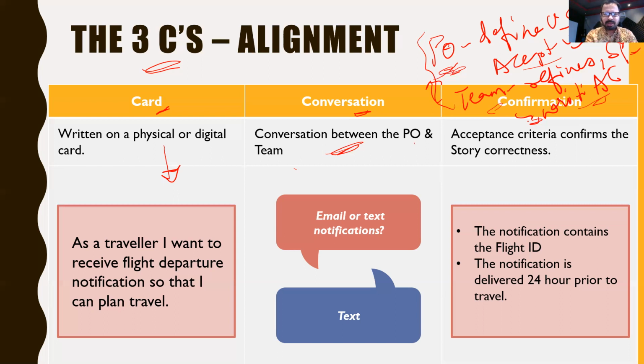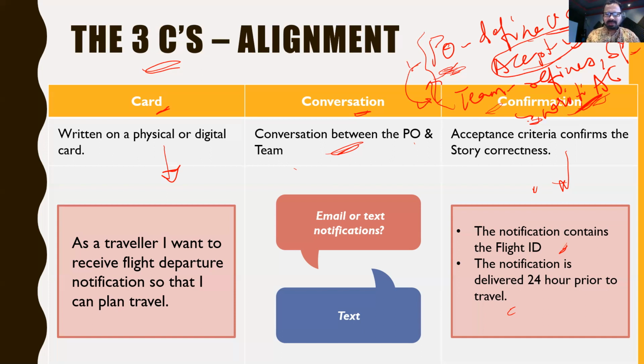Text is fine. Okay, now the story acceptance criteria. So here the notification contains the flight ID. The notification is delivered 24 hours prior to travel. Some kind of acceptance criteria is written here. And the product owner says, oh yeah, you got that right. If you send me all this information in a text to my cell phone or to my WhatsApp, that is going to work. Okay, so if you look at it now, the PO has defined the user story. The team has refined it and written the acceptance criteria. Once the development is completed, the PO can accept the user story. Now, this has built a shared understanding between the PO and the team, right?